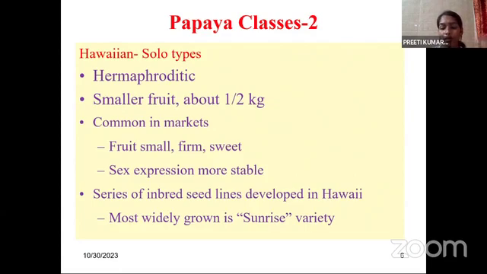Fruit small. It is firm, hard, and the taste is sweet. Sex expression is more stable. A series of inbred seed lines were developed in Hawaii, so that's why its name is Hawaiian solo type. And the most widely grown is the Sunrise variety. So the variety Sunrise is the mostly grown one.